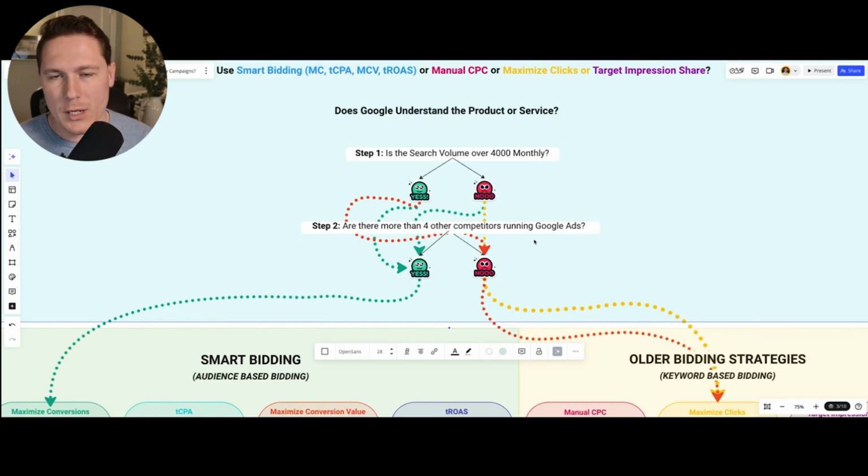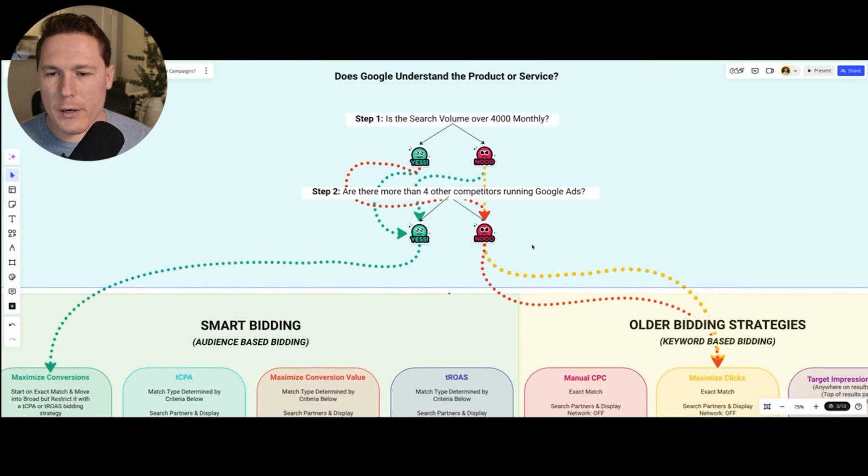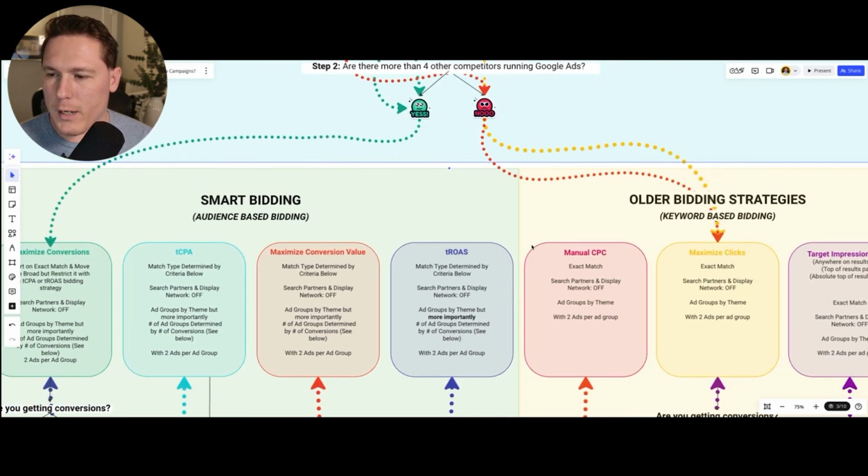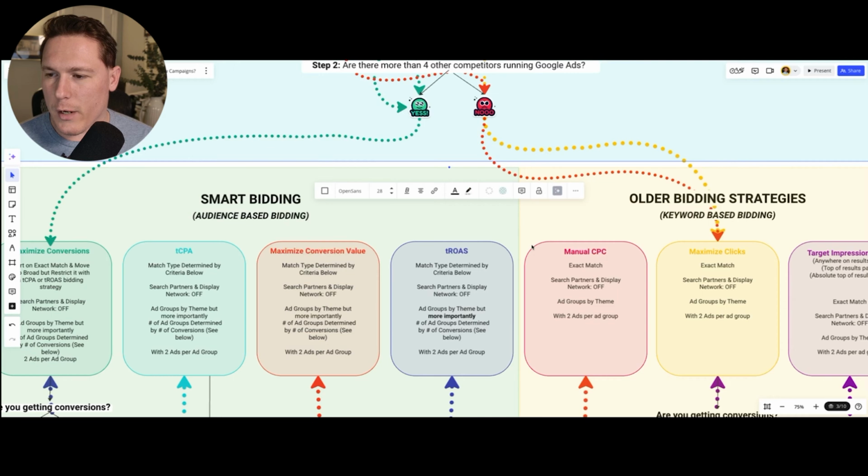Oftentimes, you'll get a situation where you've got people bidding on keywords that don't really necessarily make sense. So make sure that you really analyze the competitors and whatnot. So typically just start out with keyword-based bidding. Maximize clicks is a great way to start out, and ultimately using search partners and display network, just set them as off and then use ad groups by theme.